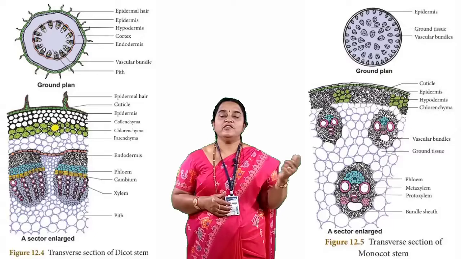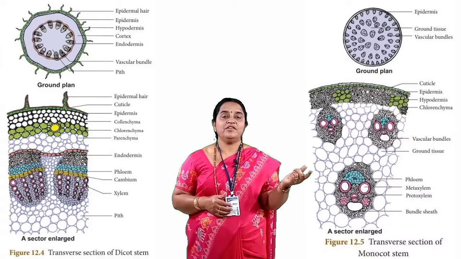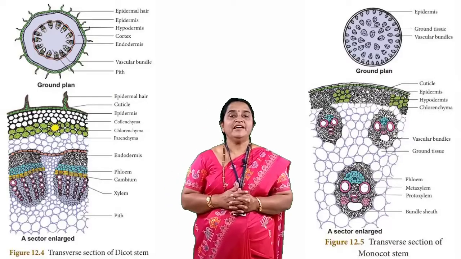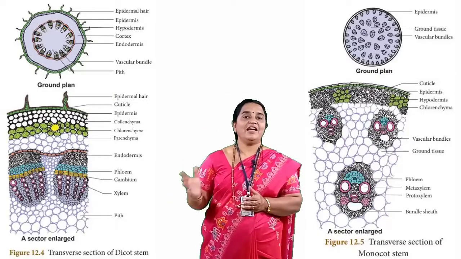Lysigenous cavity is associated with protoxylem in monocot stem. It is absent in dicot stem. With this, we have completed anatomy of monocot and dicot stem.